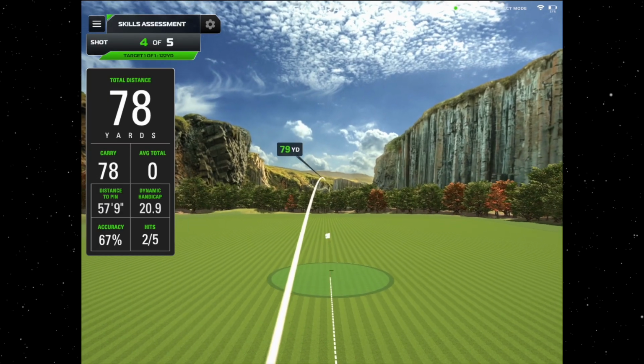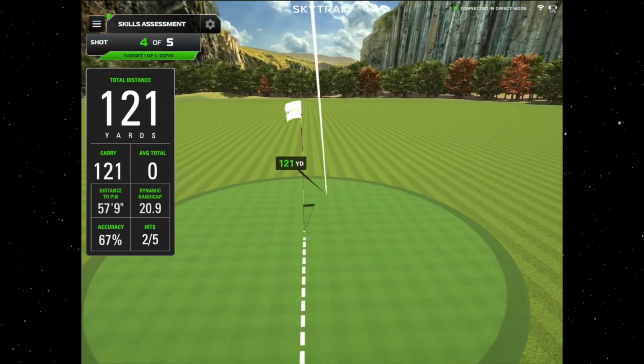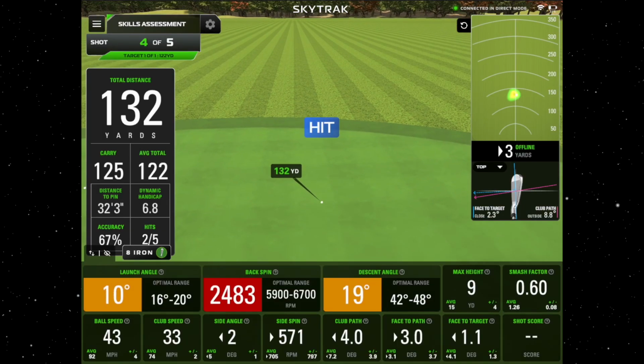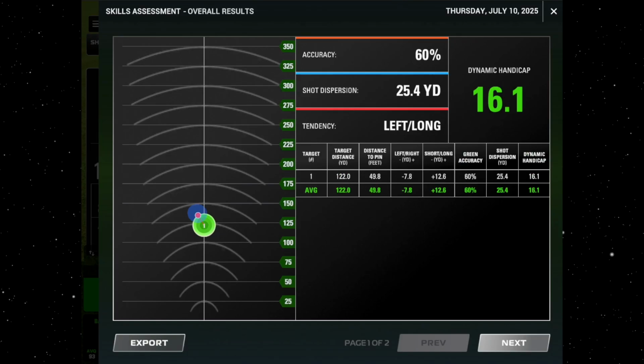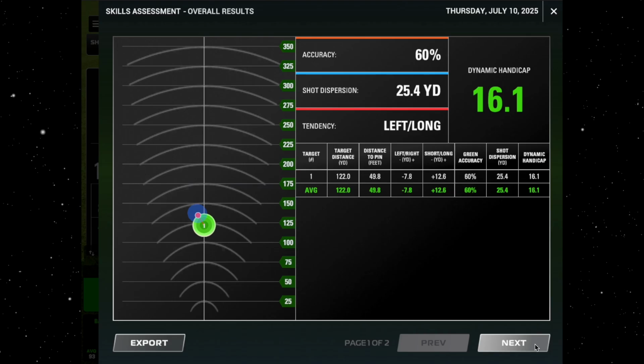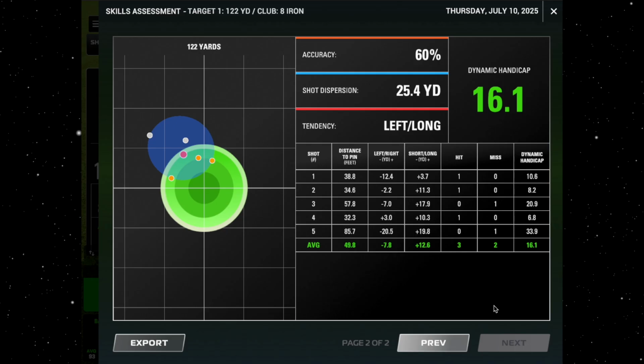So in the skills assessment, you can pick up to 10 different yardages and you'll hit a series of different shots to each target. And at the end of it, you'll get a dynamic handicap. So that's going to take into account how well your north to south distance control was, in addition to your left and right dispersion.